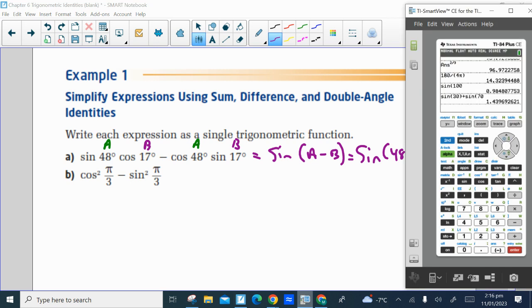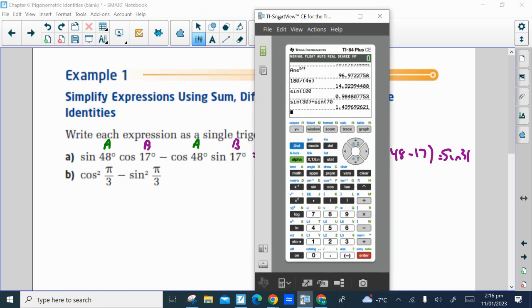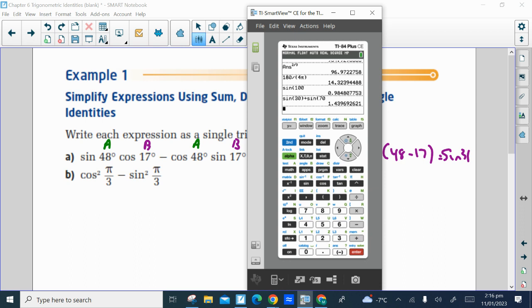And just to show that these two give you an equivalent expression, if we take the original one, which was the sine of 48 times the cosine of 17 minus the cosine of 48 times the sine of 17, it's that decimal. Well, that should equal the sine of 31. And it does. So this just shows us that this relationship is valid. It's true. It works.